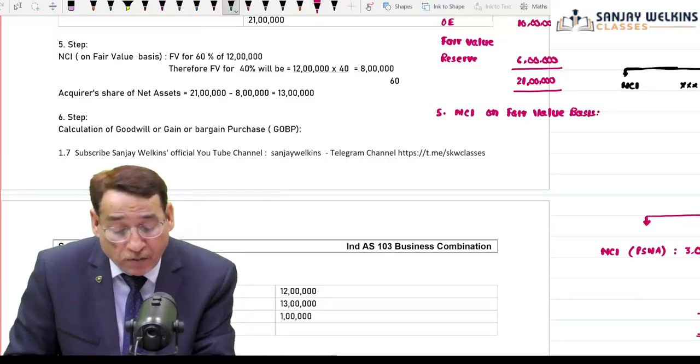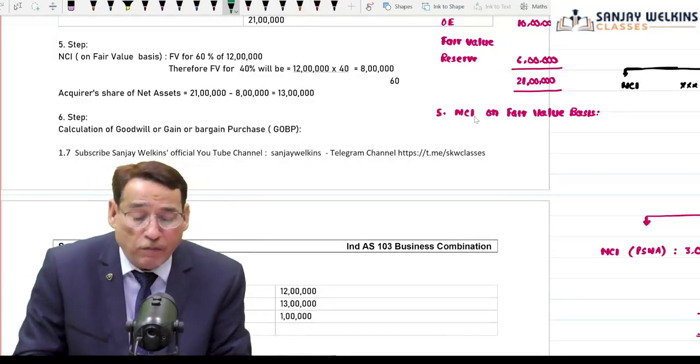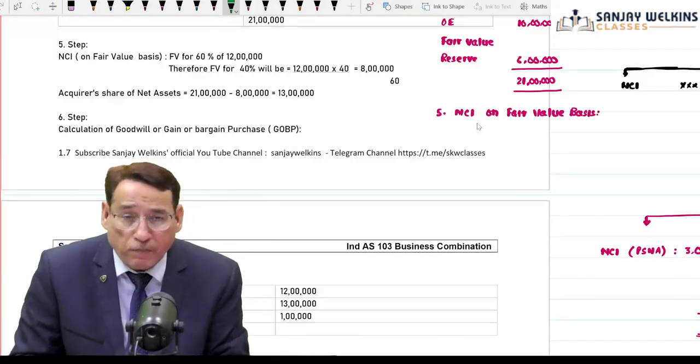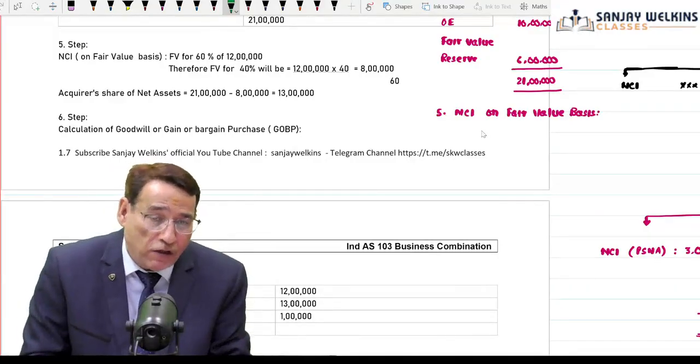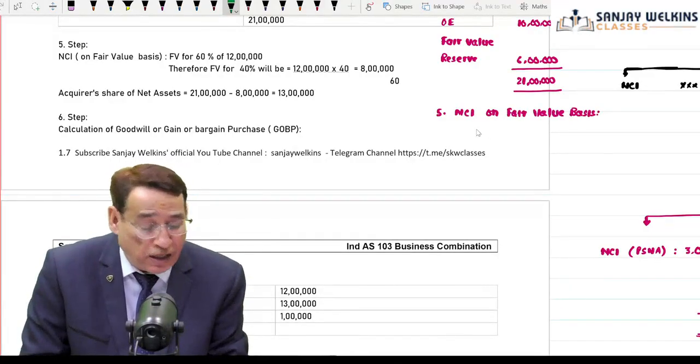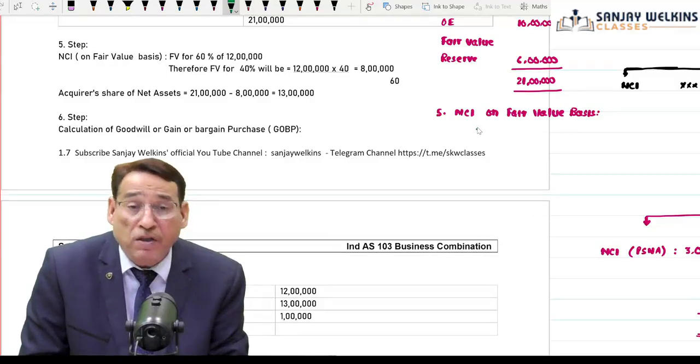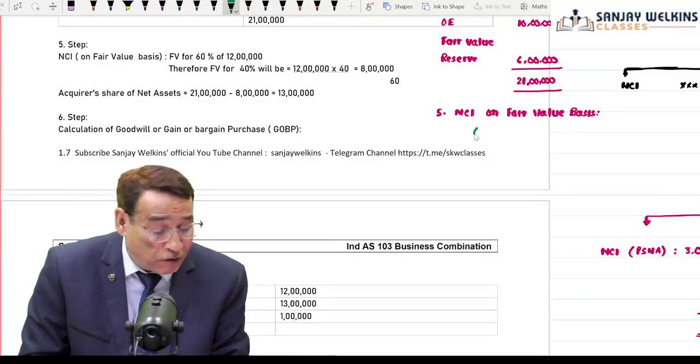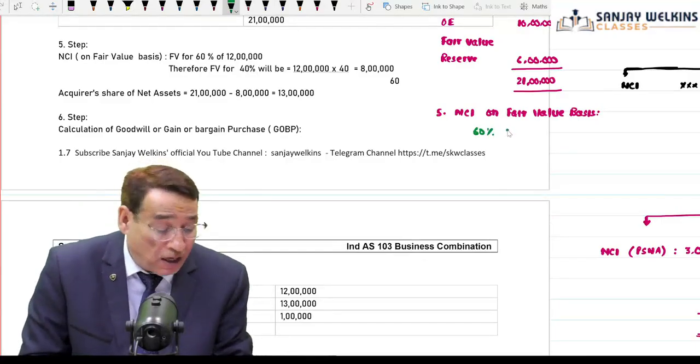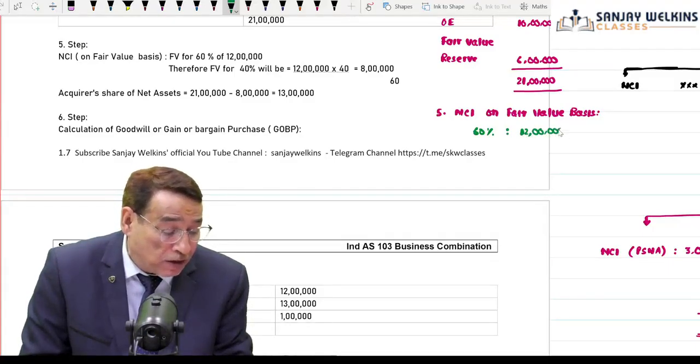In order to determine the value of the NCI on fair value basis, I told you, whenever you are supposed to compute the NCI on fair value basis, first think coolly: what is the interest of the acquirer? Acquirer has got 60% interest or 60% stake. And for 60%, we have made a payment of 12 lakh. So this is considered as the fair value of the 60% stake.